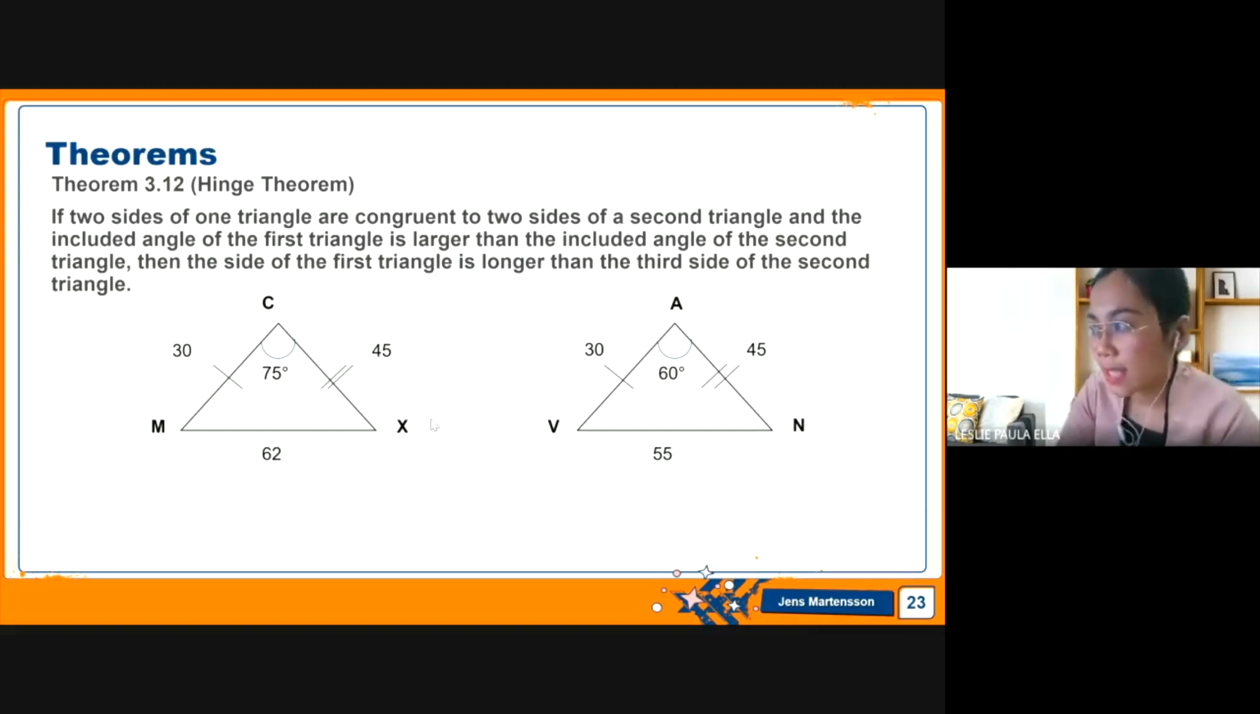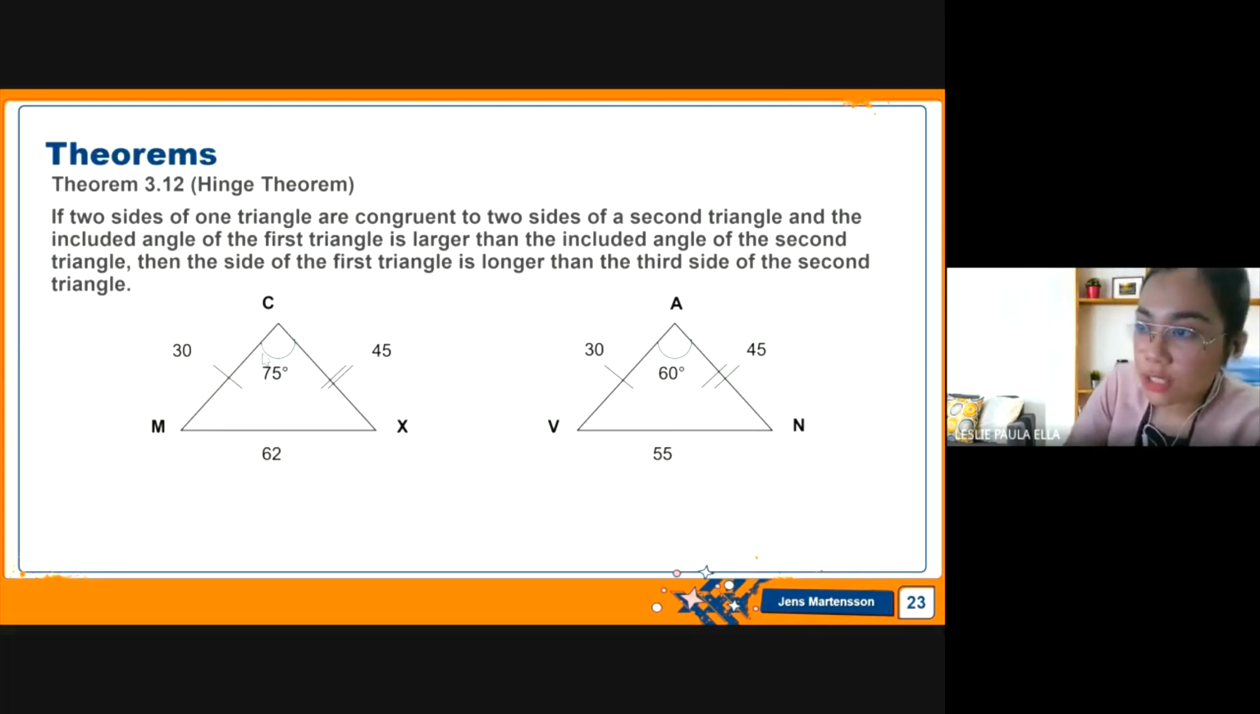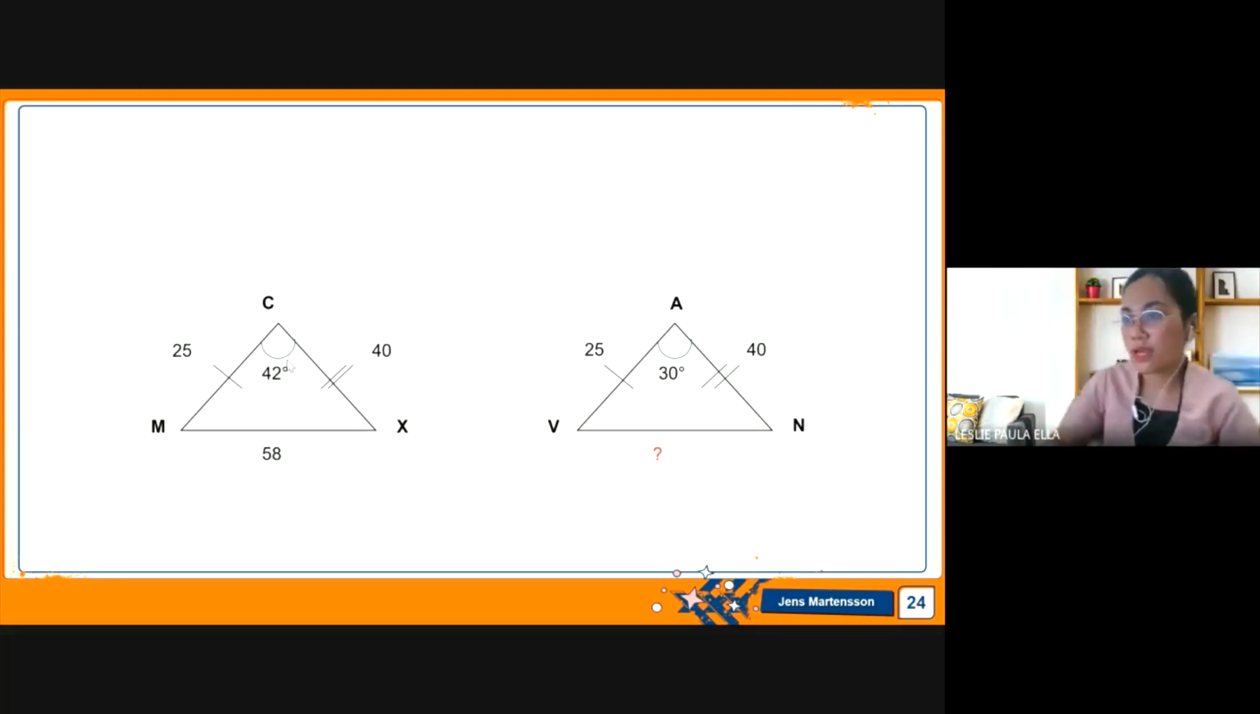But in this case, the third side, which is MX and VM, has different values because of the included angles, 75 degrees and 60 degrees. So in the Hinge Theorem, we have two triangles that have two congruent sides, but the lengths of their third sides are not congruent because of the included angles. So that is what the Hinge Theorem tells us. Okay, let's have another example.